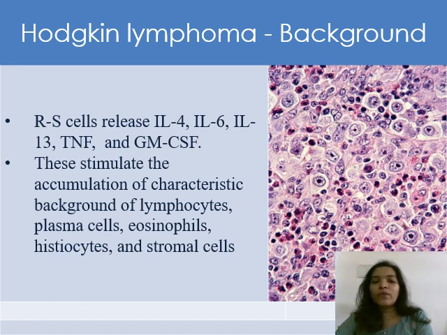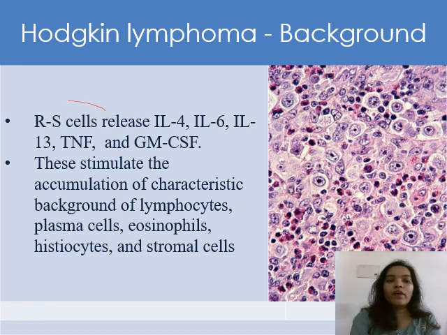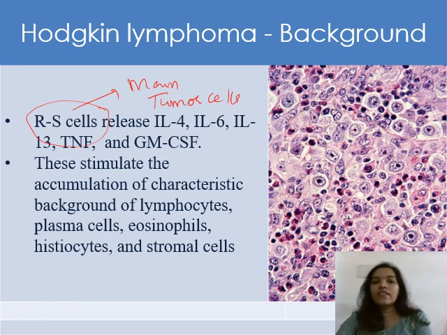So whenever there is a production of RS cells, which is the main tumor cell. In Hodgkin's lymphoma, RS cells are the main predominant tumor cells. Once the RS cells are produced, they have the capacity to produce interleukin 4, interleukin 6, interleukin 13, tumor necrosis factor and GM-CSF.